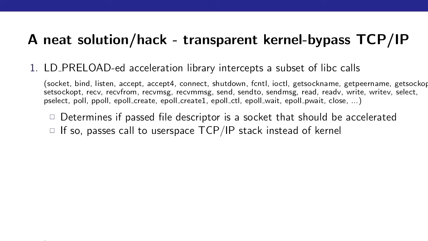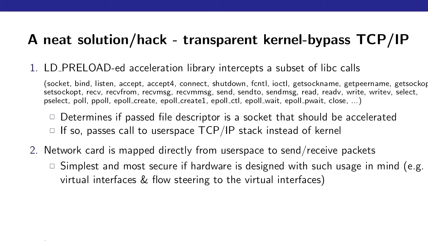And basically each one, you add code to determine if the passed file descriptor is a socket that should be accelerated, and if it is, then instead of passing that through to a kernel syscall, you pass it to your userspace TCP IP stack in your library. So that's the first thing: you have an acceleration library that has a user-space TCP IP stack in it. Secondly, we need to actually map the network card to user-space. This is simplest if the network card is designed with this sort of usage in mind. These days it's more common because they're designed for things like SRIOV, the IO virtualization. So often network cards can export multiple virtual interfaces. Rather than having to map the whole network card into a user process, you can just map a virtual interface of it into a user process.